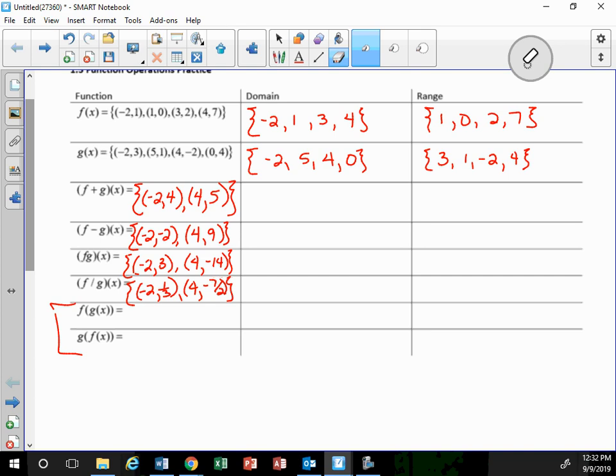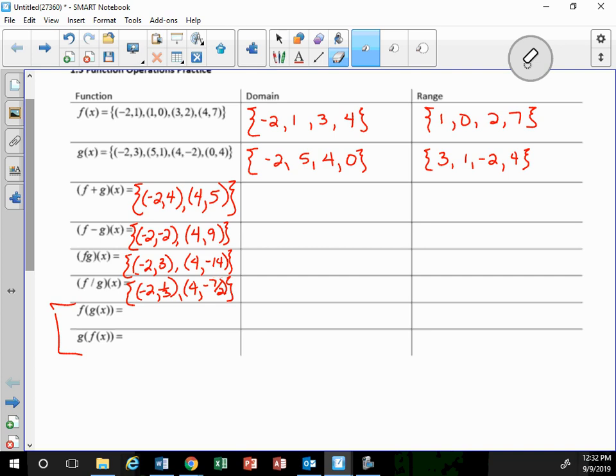So the next one, 4 gives me -2. Does -2 give me something? Yeah, so what's my answer? 4, 1. So you kind of are like, all right, those are overlapped, but not using those. So 4, 1. All right, 0 gives me 4. 4 gives me 5, 0, 7. Okay. That's f of g of x.